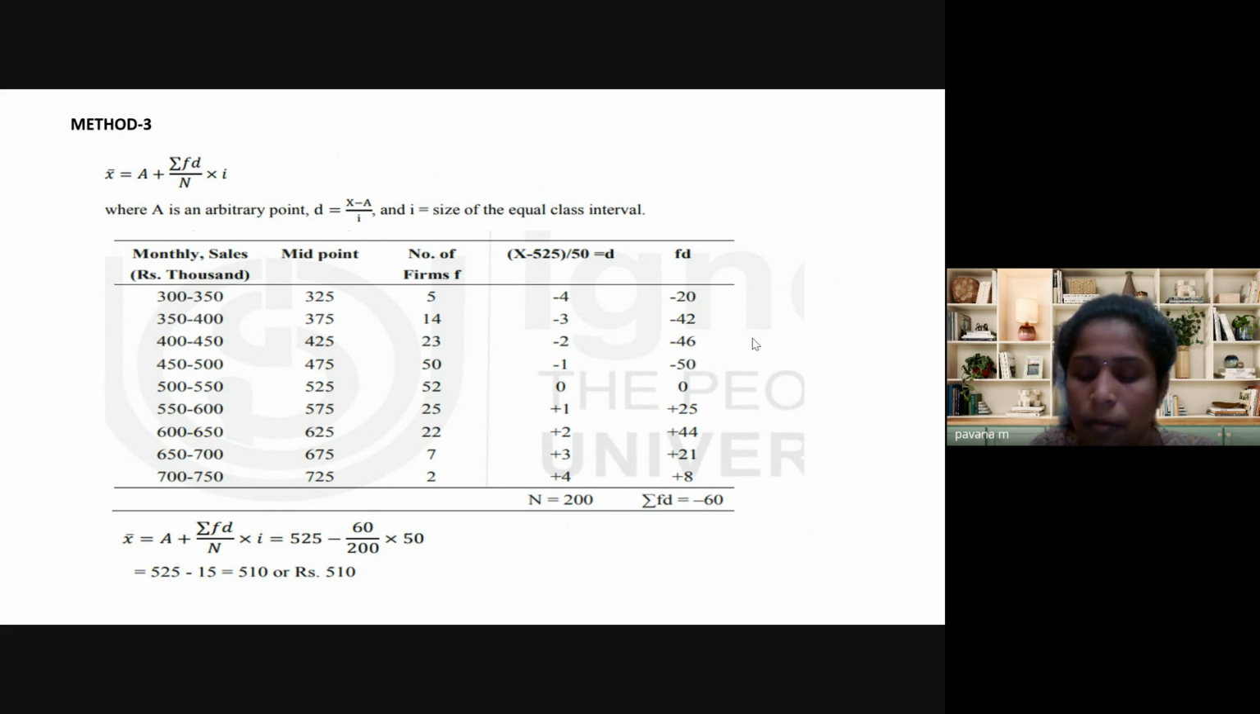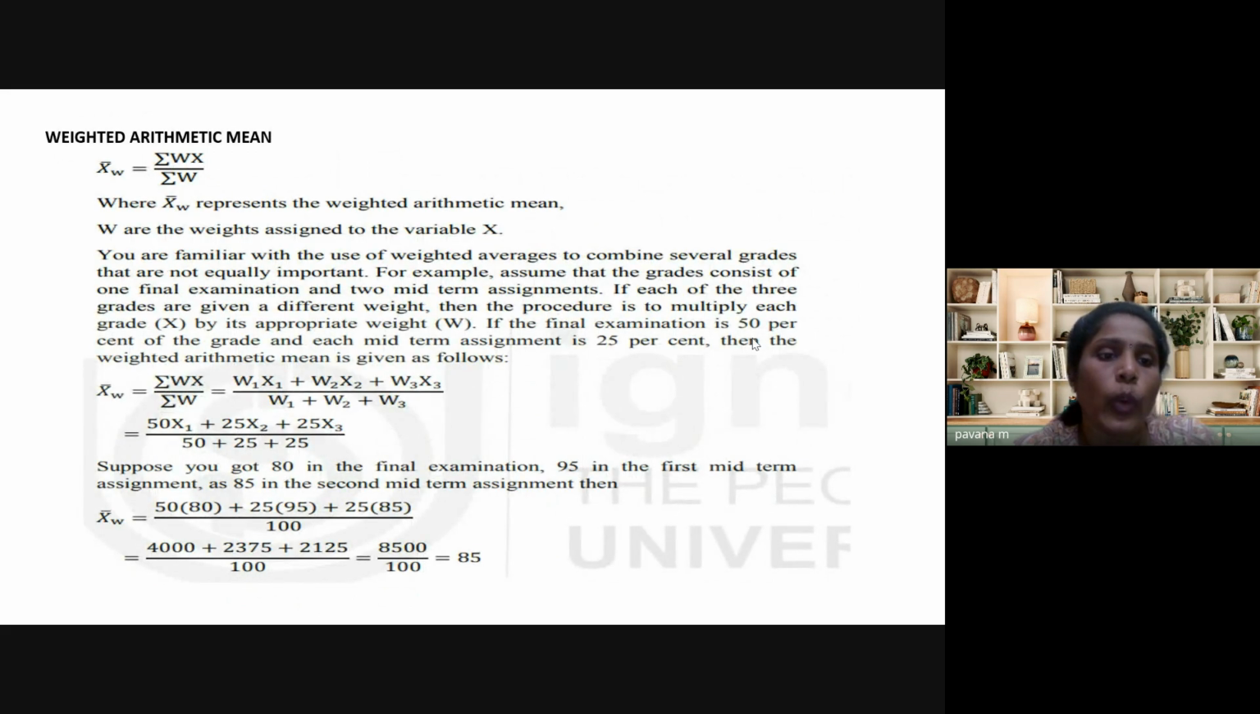And the next one is the weighted arithmetic mean. Weighted arithmetic mean is used when you have a grading system. That means you have weighted averages, different weighted averages. Then you have to use this particular method. That means you are familiarized with the use of weighted averages to combine several grades that are not equally important.